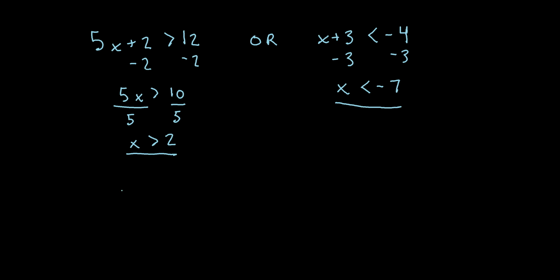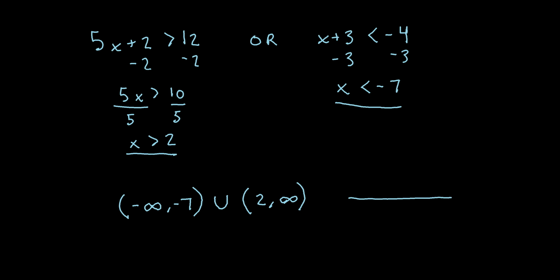So the way that we would write that in interval notation is negative infinity to negative 7. Remember, we use a parenthesis because it's less than. There's no equal sign. And then we say union with 2 comma infinity. So x is allowed to be any number from negative infinity up to negative 7, but not including negative 7, along with any value between 2, not including 2, all the way up to positive infinity.